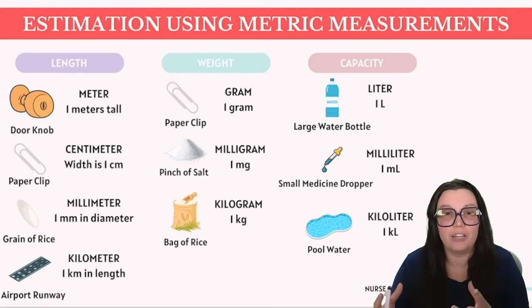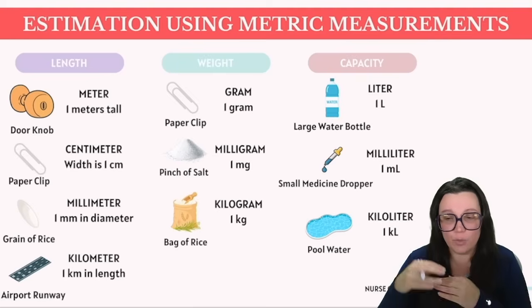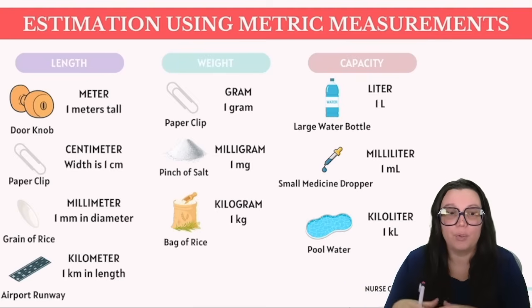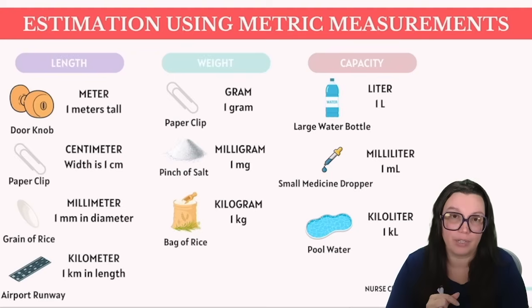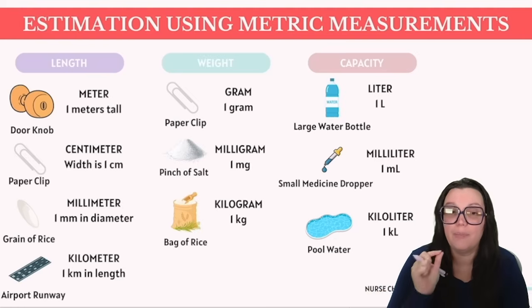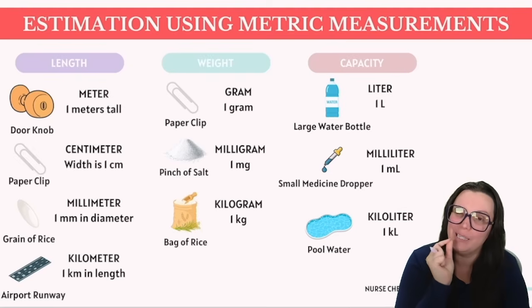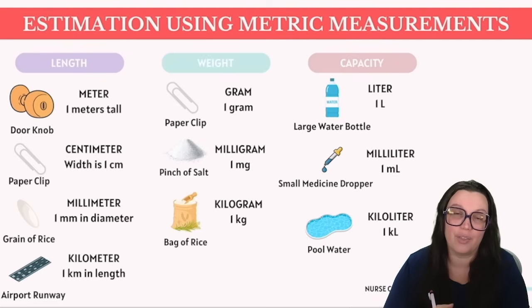So starting with the meter, just to give you real life examples, 1 meter tall is about the height of a doorknob. So when you look at your doorknob, that is about the height of 1 meter. When we're talking about centimeter, we're talking about the width of a paper clip. That's approximately 1 centimeter. When we're talking about millimeter, approximately 1 millimeter is the diameter of a grain of salt. It's really tiny. It's not the length of the grain of salt, it's that diameter that cut through.